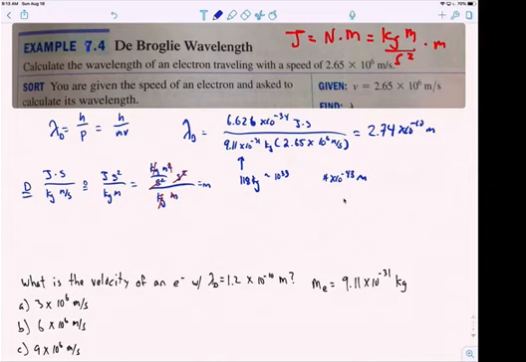A macroscopic thing like your instructor is not really usable for this. So the de Broglie wavelength only works for really small things. Okay, so recap on this one. It's pretty simple. Just apply the de Broglie wavelength equation, and work out the units. You get 2.74 times 10 to the minus 10 meters.